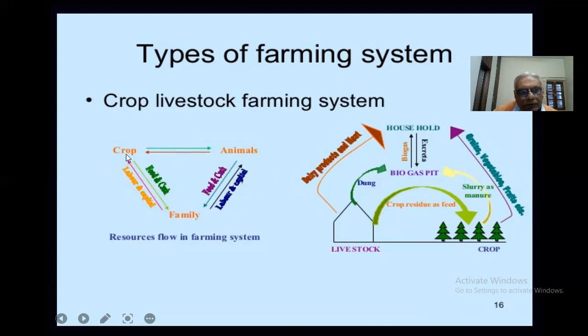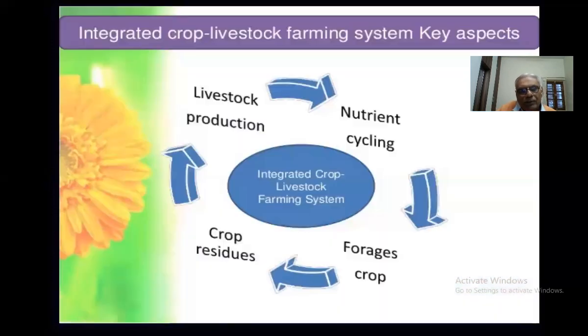So we have to grow the fodder crops to feed the animals. And Punjab, Haryana, and UP are the bowl of rice and wheat production. So you can see here crop and livestock integrated farming system.